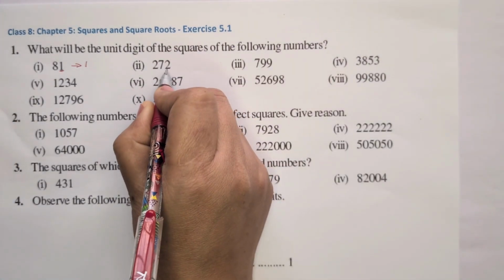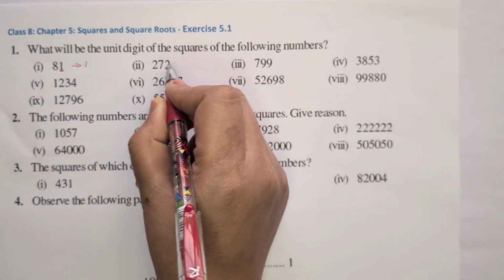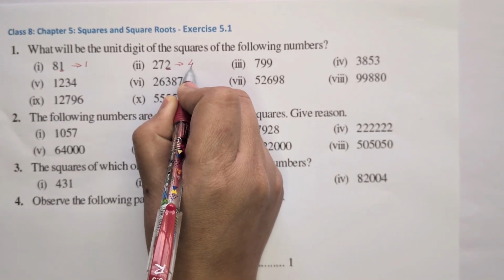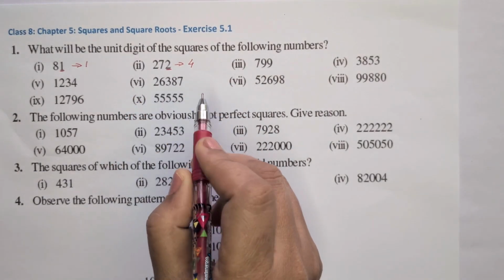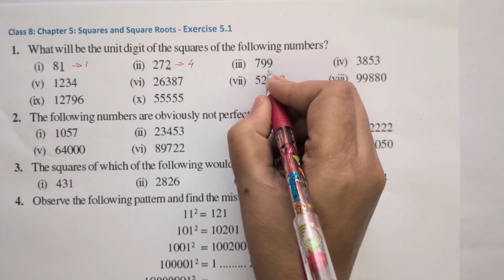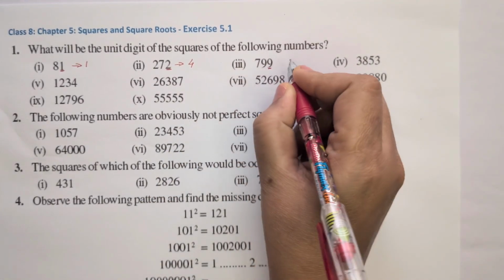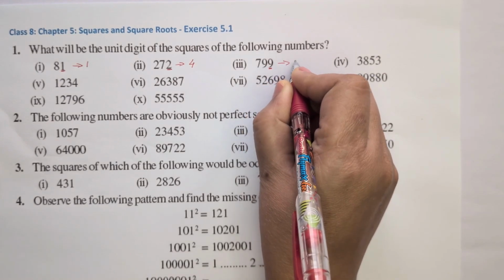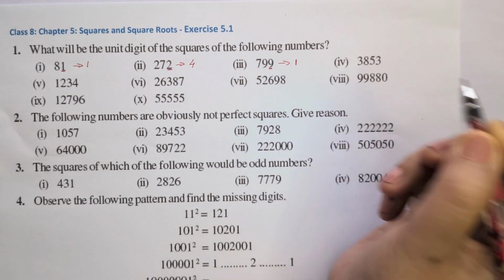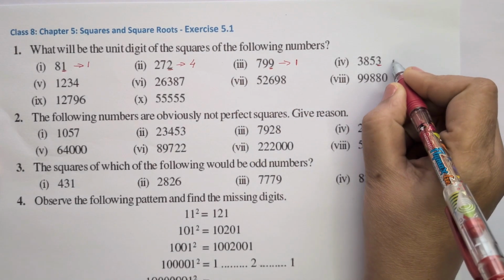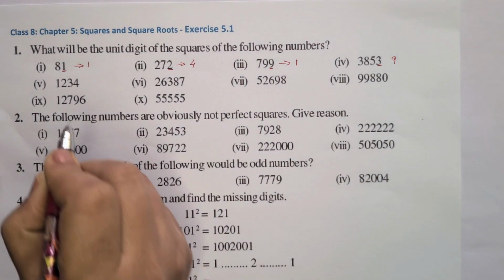Here the unit place digit is 2. 2 square, that means 4. So in the square of this number, the unit digit is 4. Then here 9. 9 square is 81, so 1 is the unit place digit. Here 3. 3 square is 9, so 9 is the unit place digit.